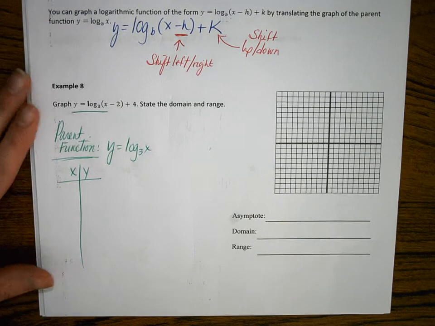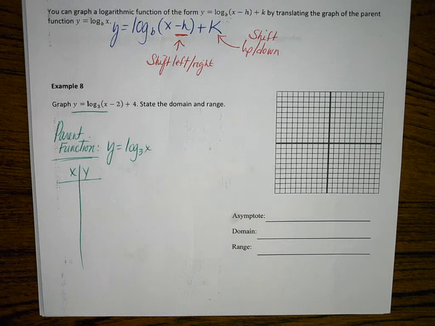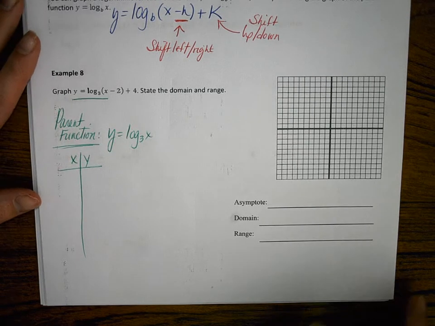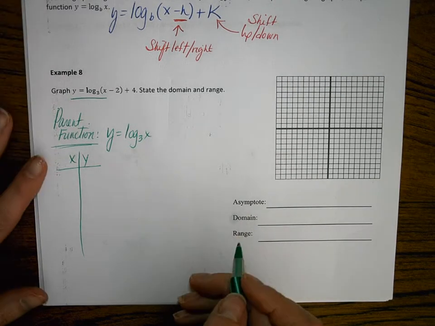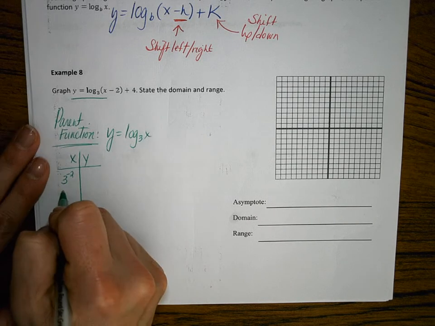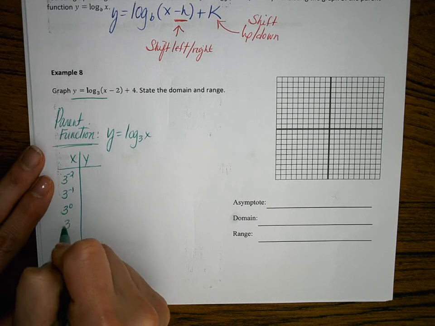All right, help me out with the XY table here as we're finishing up. Kendra, can you help me out with the XY table? What am I going to do first? Your x's. Yep. 3 to the negative 2, 3 to the negative 1. Yep. 3 to the 0. Yep. 3 to the first. And 3 squared. Beautiful.